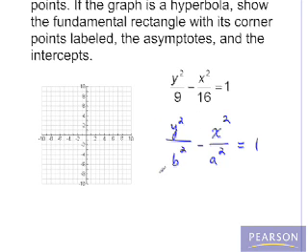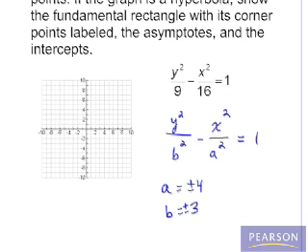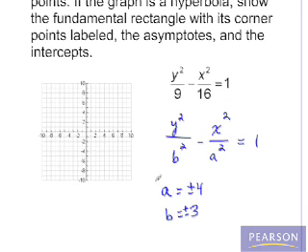Because our y squared over b squared term is first, our hyperbola will have y-intercepts but will not have any x-intercepts. So, some points of interest: let's take a look at what a and b would actually be. If a squared is equal to 16, then a will equal plus or minus 4, and b would equal plus or minus 3. Using these values, we will determine not only the intercepts but also where the fundamental rectangle is.